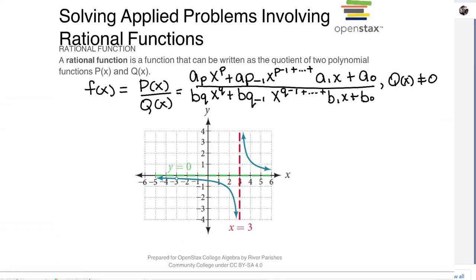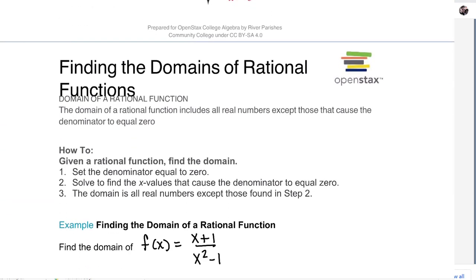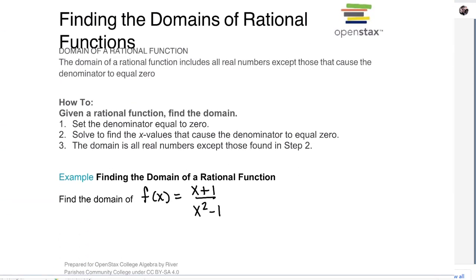So here we're going to actually define a rational function as a function that can be written as the quotient of two polynomial functions p of x and q of x. So I've got a polynomial function on top, a polynomial function on the bottom. Q of x obviously can't equal 0, otherwise it would be undefined. Here's an example of what the graph looks like, but we've already graphed a couple of these, so we're just going to scroll down to the next item on the list, which is finding domain.